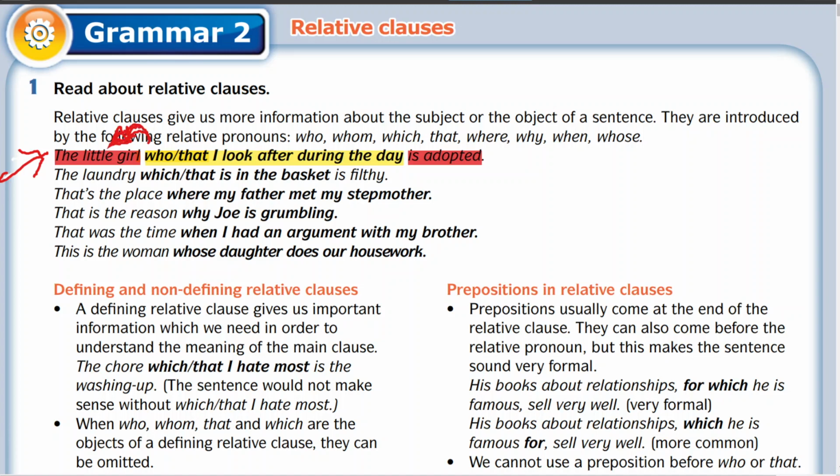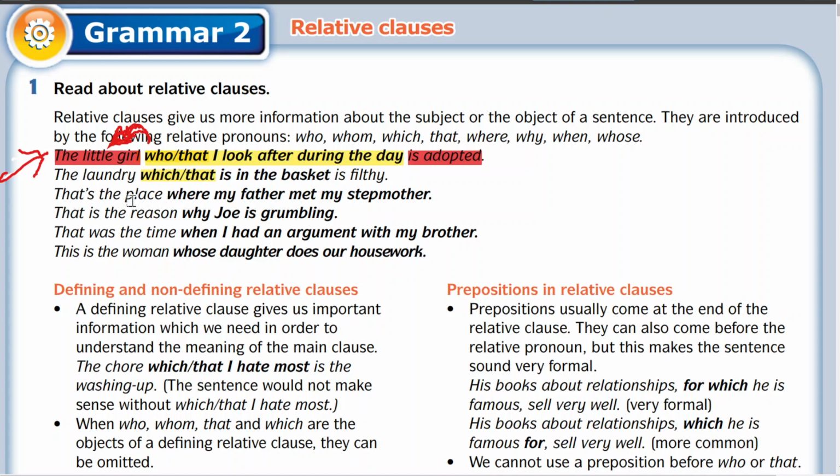Apa dia yang kamu boleh cerita tentang little girl? The little girl who I look after during the day. Budak yang saya jaga semasa siang hari itu. Okay, so for little girl, for example, untuk orang kita gunakan who ataupun that. Kalau untuk laundry, tempat, ini is a thing, by the way, the laundry. Which or that is in the basket is filthy. Laundry, baju yang nak basuh lah, laundry.